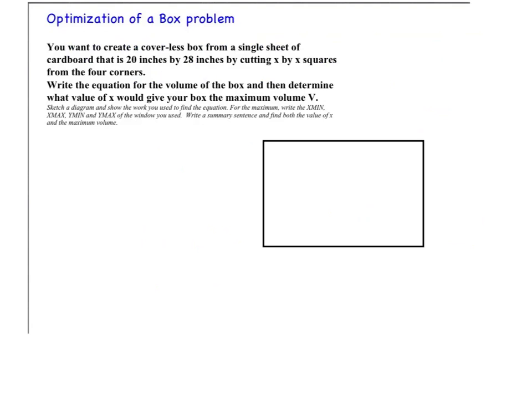The problem is here that we want to create a coverless box from a single sheet of cardboard that is 20 inches wide and 28 inches long by cutting squares of the same length out of the corners. So 4 equal squares, even though what I'm drawing doesn't show equal squares. And so what you would do is you would actually cut these out and fold up the sides so that this dotted thing is the bottom of the box. And the sides fold up, right? And it makes just a little folded box.